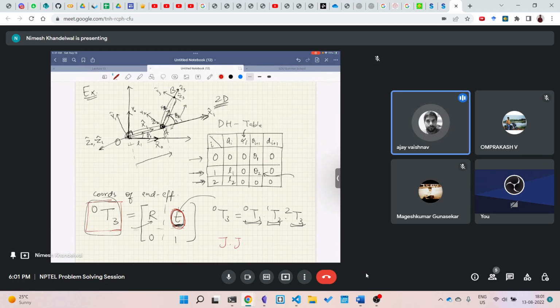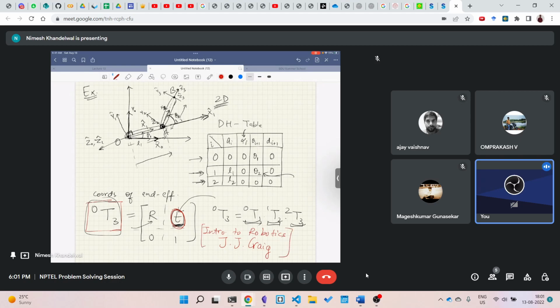There is a book called Introduction to Robotics by J. Craig, C-R-A-I-G. This is a very good book for beginners who are just starting out with robotics. So you should refer to this book.